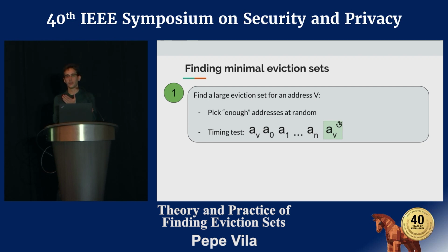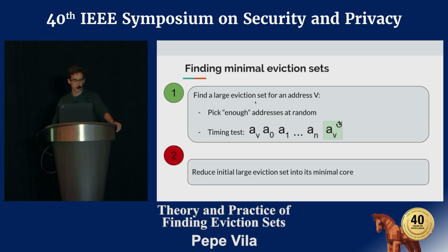So let's see how we can find these eviction sets. The general approach is usually twofold. First, we want to find a large eviction set for a certain address V. And once we have this large eviction set, we will try to reduce it into its minimal core. In order to find a large eviction set, we usually only need to pick enough addresses at random. For the precise definition of enough, I'll refer you to the paper. But the idea is that since we don't know into which cache set an address is mapped, the more addresses we pick randomly, the higher the probability that this set of addresses will contain at least associativity many that go into the specific cache set.